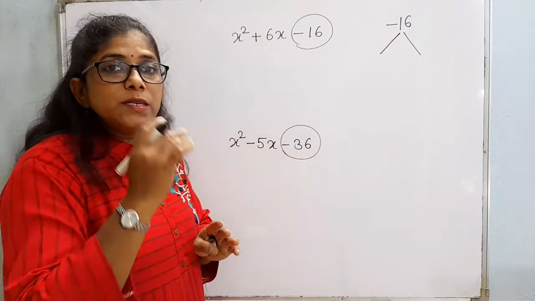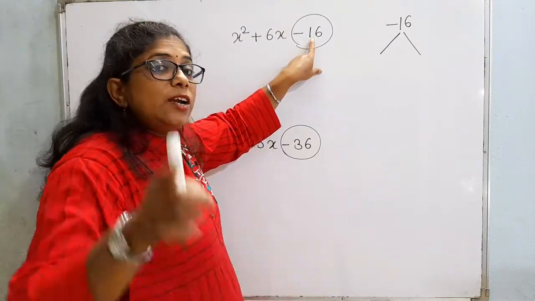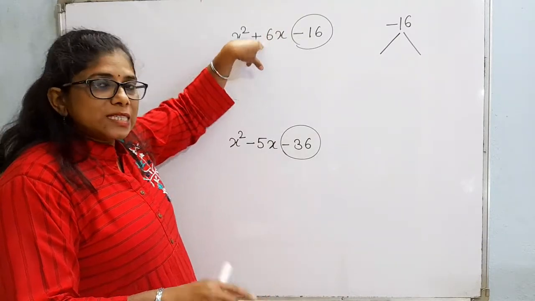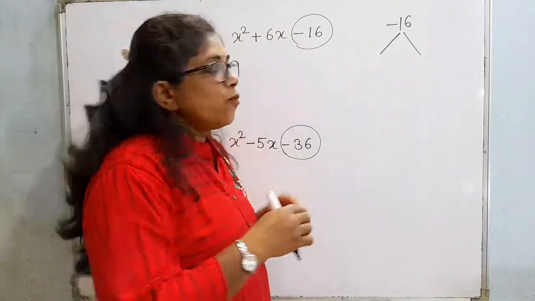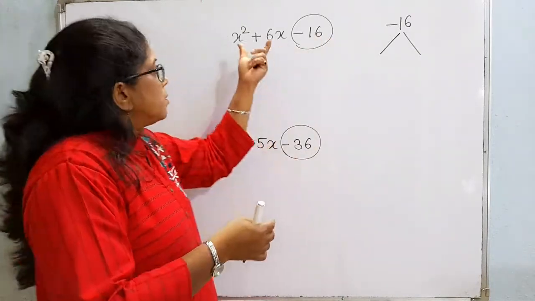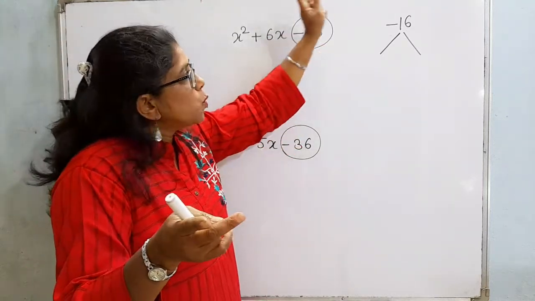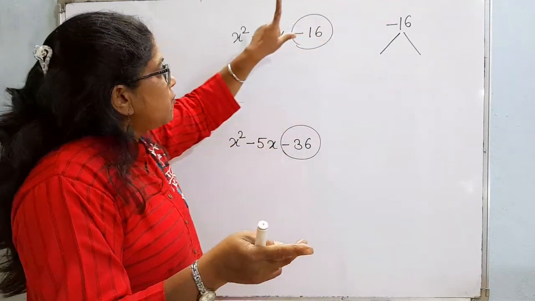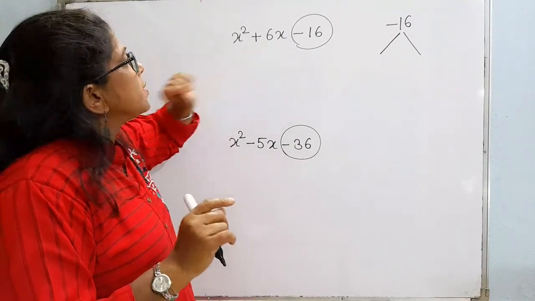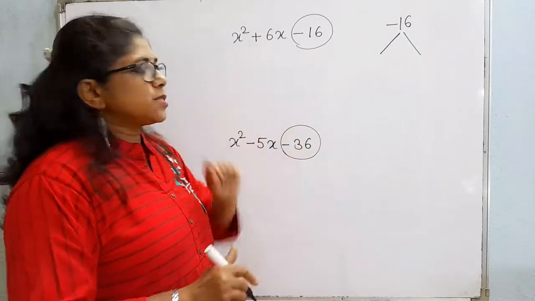So when our last term is negative, we have to find 2 numbers whose product is this number and the difference of those 2 numbers must be this middle number. Yes, this is the difference. When it is positive, we have to find the numbers whose product is this last term and sum is the middle number. While when the last term is negative, we have to find 2 numbers whose product is this number and the difference of those numbers is this middle term. Is it clear? Okay.